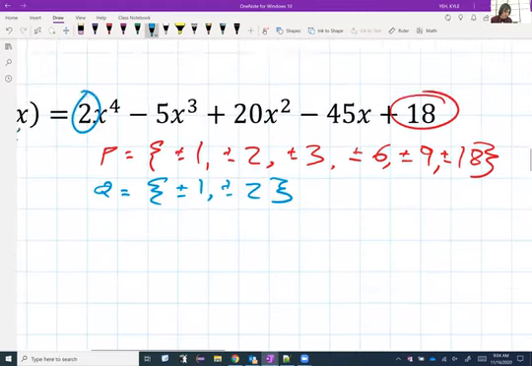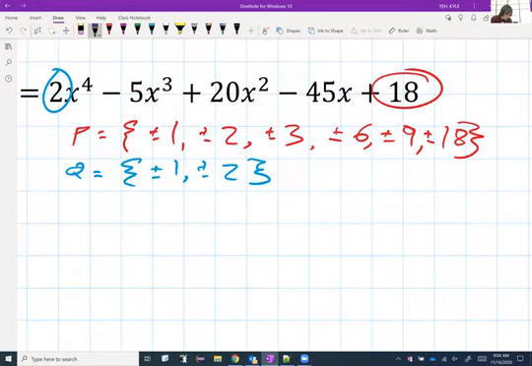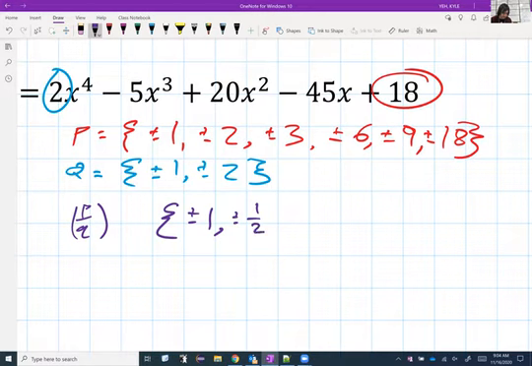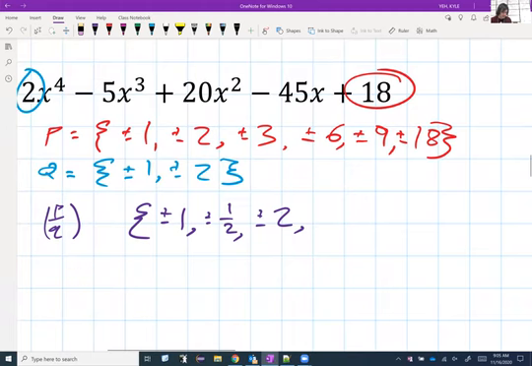So then what about P over Q? P over Q is going to give me all my possible zeros. So plus or minus 1 over 1 is 1. Plus or minus 1 over 2, 1/2. Plus or minus 2 over 1, 2. Now, plus or minus 2 over 2, if I'm doing that P over that Q, that would simplify to just 1, which I already have in my list. So I actually don't have to put down 2 over 2, because I already have it in my list. So let's just move on.